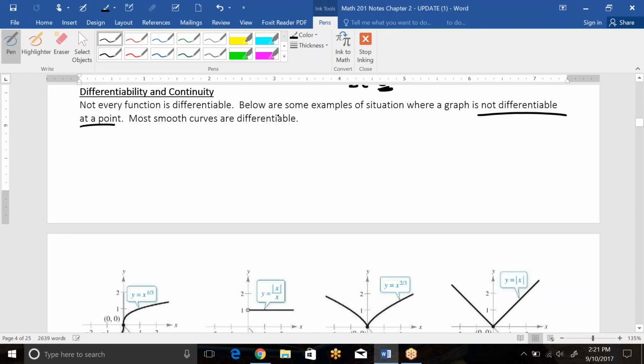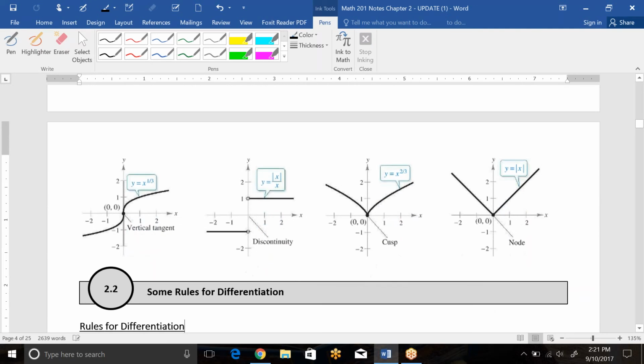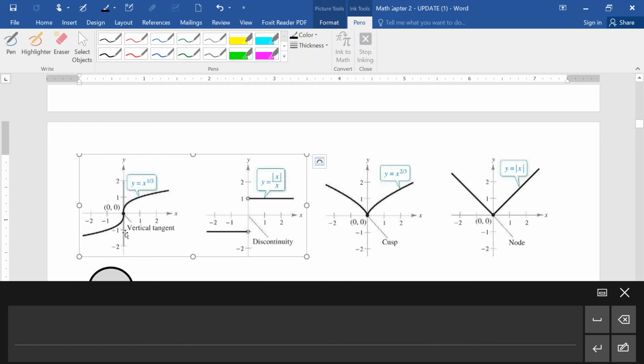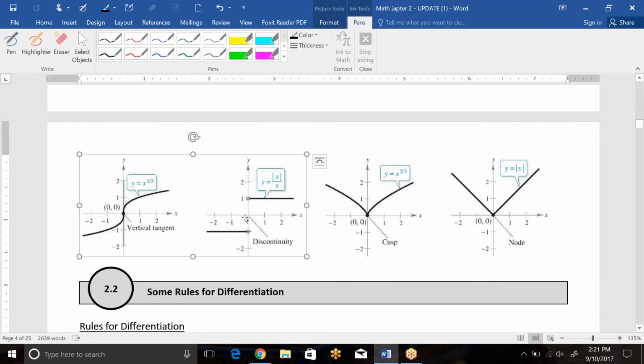Most smooth curves are going to be differentiable. So if you have a nice polynomial, you're going to be able to take the derivative all the way through. But there are some places where we get into trouble. We cannot take a derivative at a vertical tangent line. Notice that this right here would have to be vertically tangent to that. We cannot take a derivative if there's a gap, there's a discontinuity. So there's a place where they don't match.